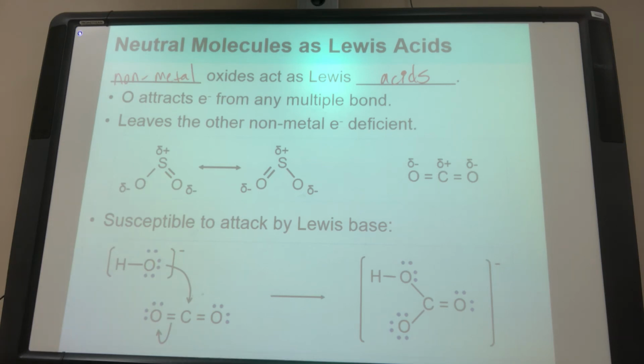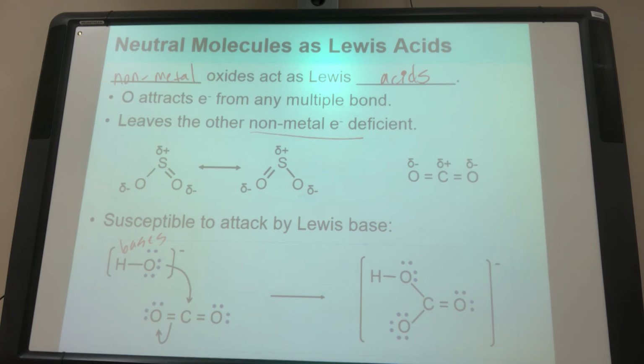So what happens here is we can look, so the oxygen attracts the electrons from multiple bonds, and so it leaves our non-metal electron deficient. So our non-metal can have some more. So here's an OH minus. Remember I talked about these guys like to be bases. So he's going to attack the carbon. The carbon doesn't have any electrons, so that's one thing. Carbon doesn't have any electrons, so you can't really give them. And also he's electron deficient.